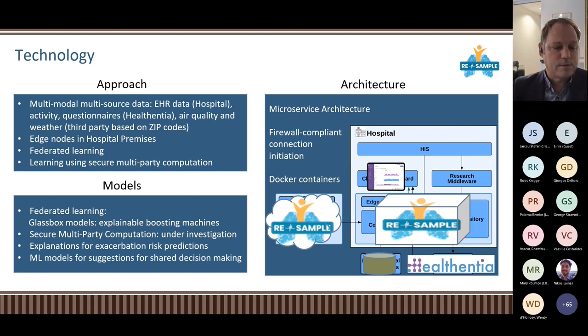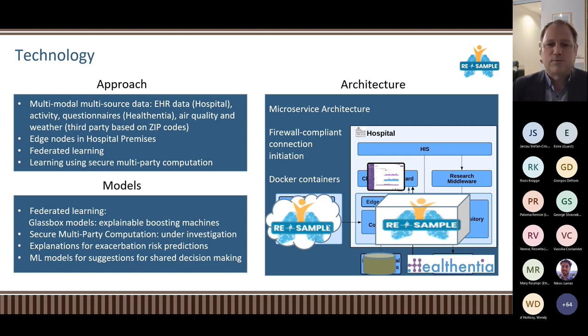We want to provide explanations. So this is information on why a model predicts an exacerbation, what the key aspects are that say there is an increased risk, for predictions to be used by the clinical partners when they talk to the patients. And of course, we want to use the models that we train to propose suggestions, especially also for the shared decision making.